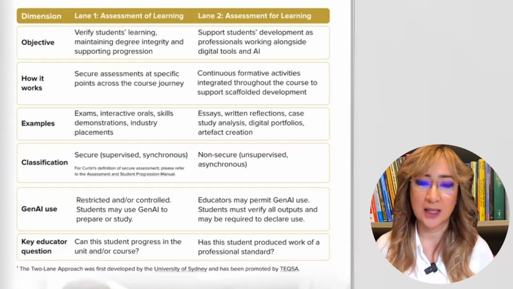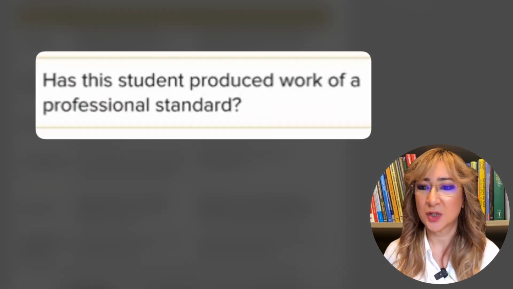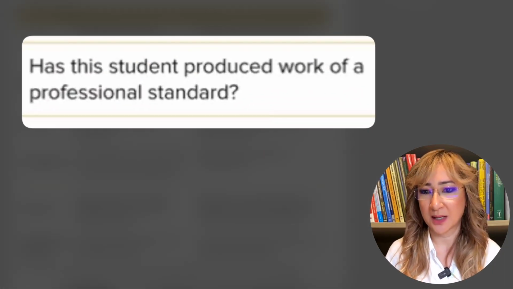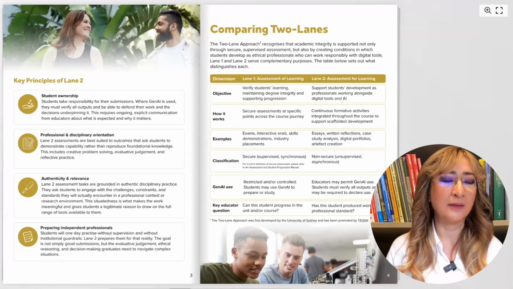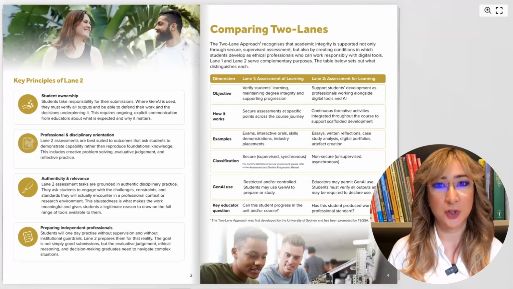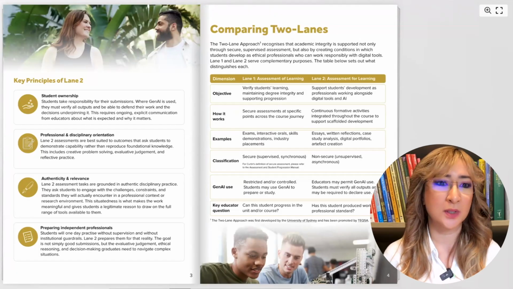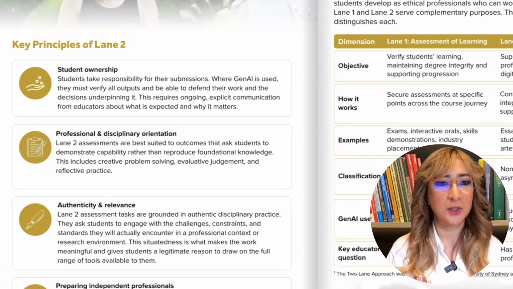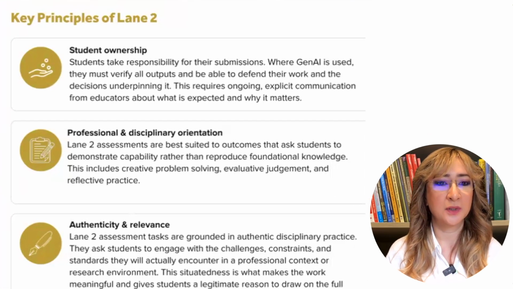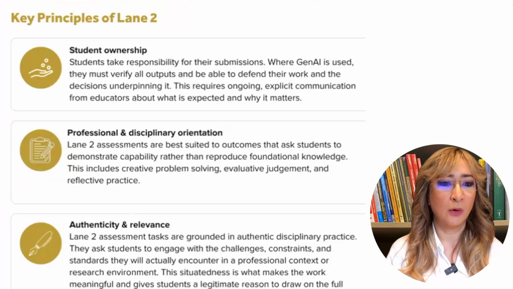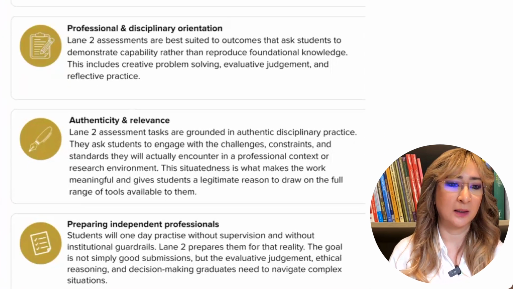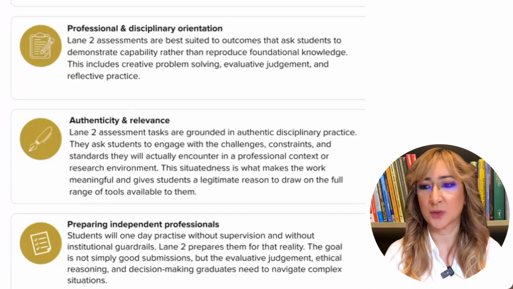Great. And what's the key educator question? Has the student produced work of a professional standard? Okay, so I think they're a really good side-by-side comparison. And then on the left, you've got some key principles of lane 2, which is using all resources available. We want there to be student ownership, professional disciplinary orientation, authenticity and relevance, and preparing independent professionals.